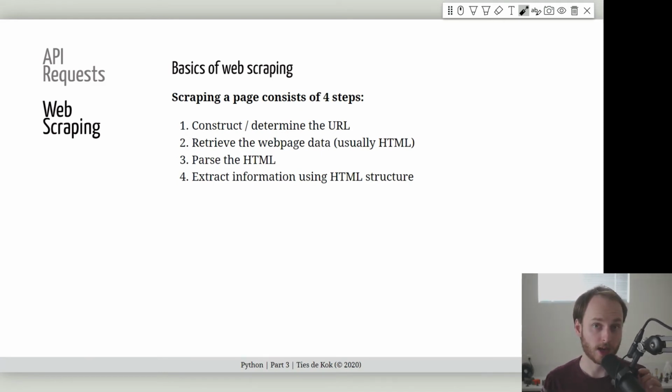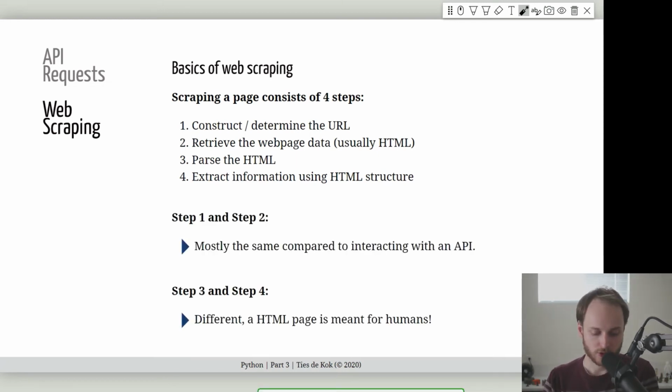We have to parse the HTML, and we would then have to extract the information from that HTML structure once we've parsed it so that we can end up with the information that we would like. These first two steps of figuring out the URL and getting the data from the URL is exactly the same as how we would do it for an API.